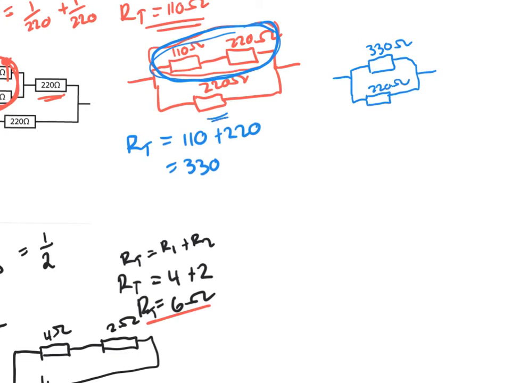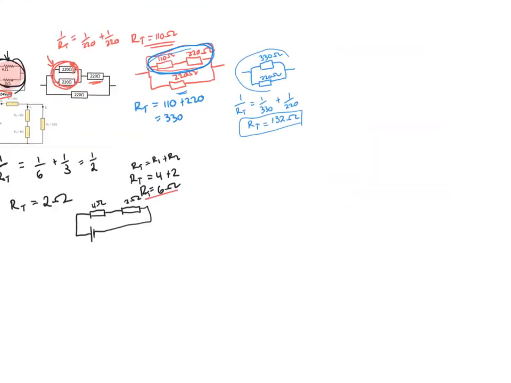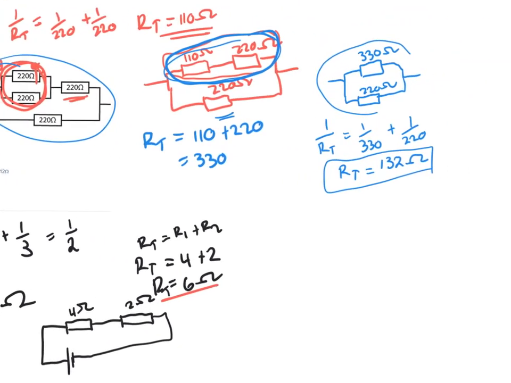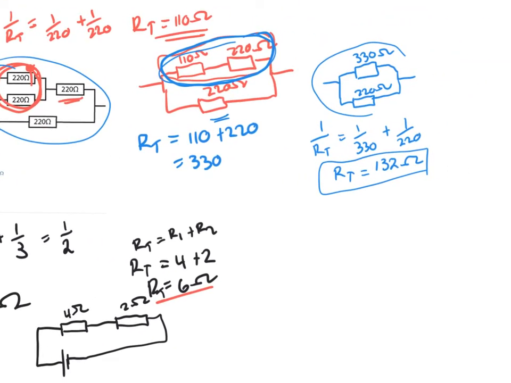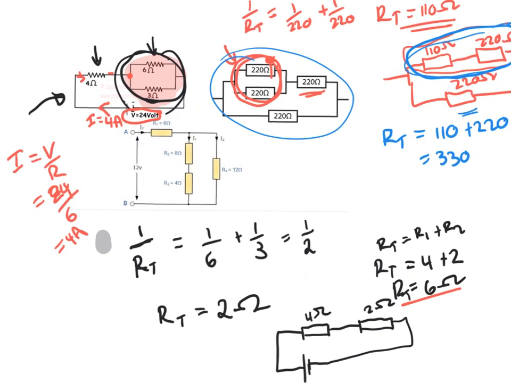And now I have a parallel combination, which is 1 over 330 plus 1 over 220. So the total resistance of this combination will be 132 ohms. So if I could replace all of these resistors here with a single resistor, it would be 132 ohms. But there's no resistor that has 132 ohms exactly, so it has to be combined in a different way like this to get them.